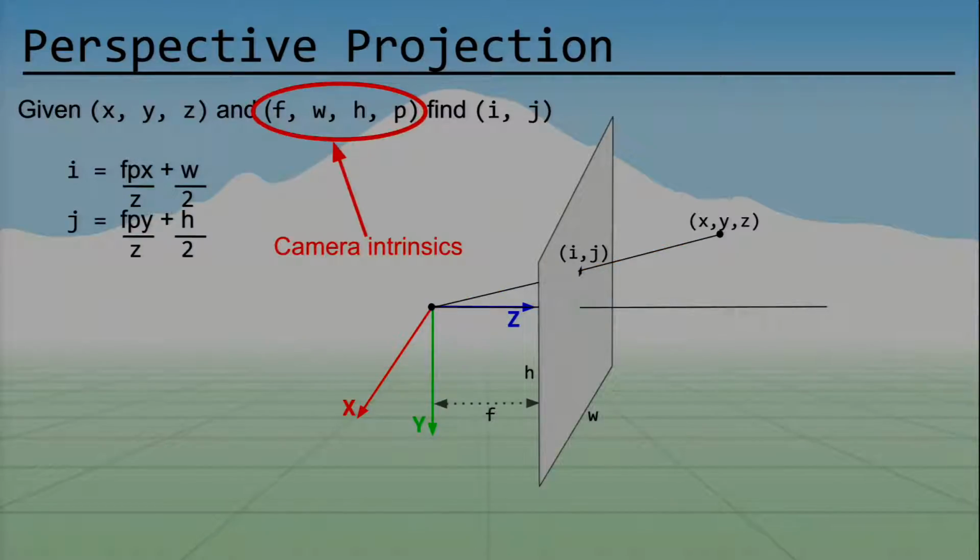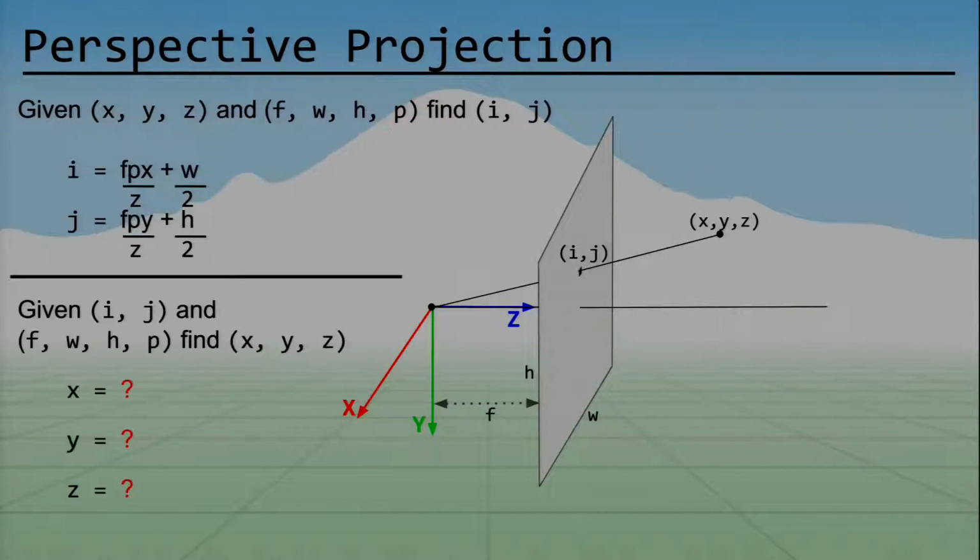OK, so I will point out that these parameters are usually called the camera intrinsics. These are the internal parameters of the camera: the focal length, the width and height of the image plane, and the pixel pitch. OK, so now we can go from 3D coordinates to pixel coordinates.